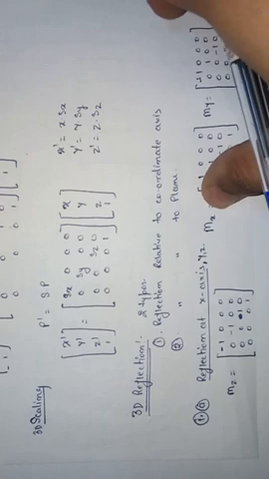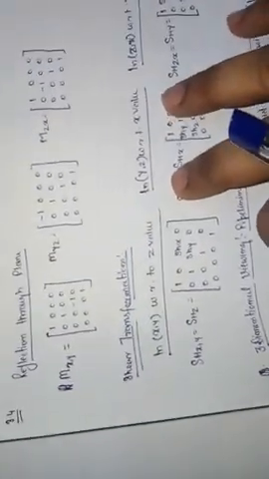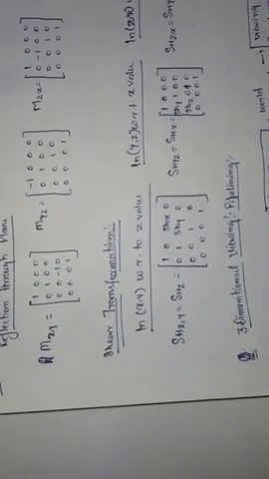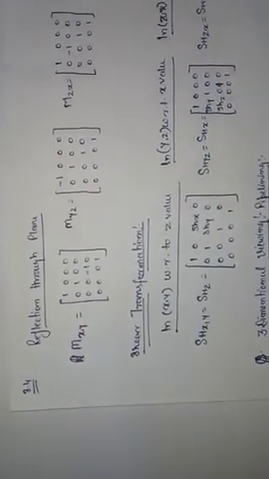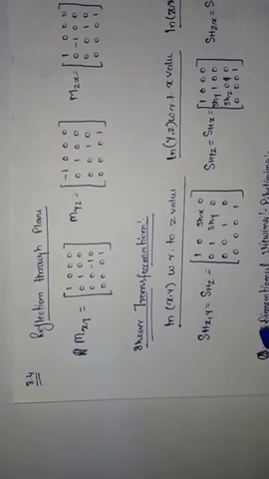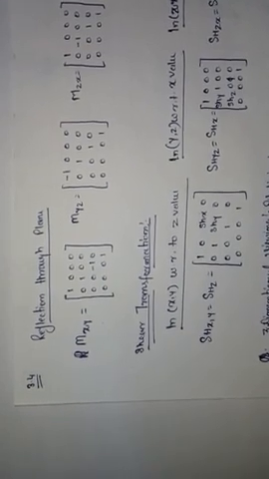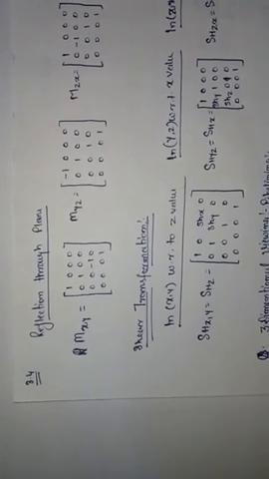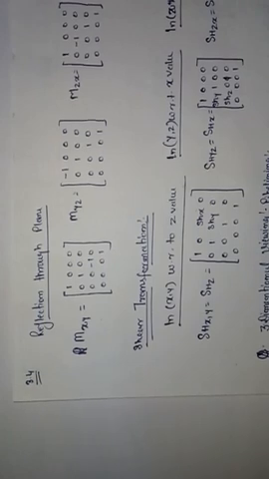Now we will come to the second point, called mirror reflection about a plane. As I told you, there are three planes: the xy plane, yz plane and zx plane. In the xy plane, x and y are positive and z is negative, because when you take xy as the plane, the opposite direction is the z axis, and that will be negative.